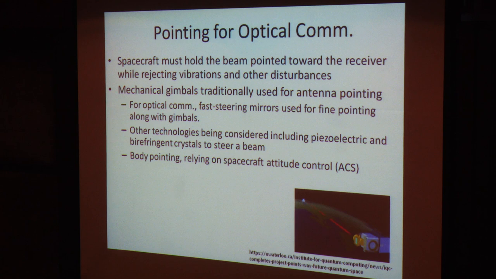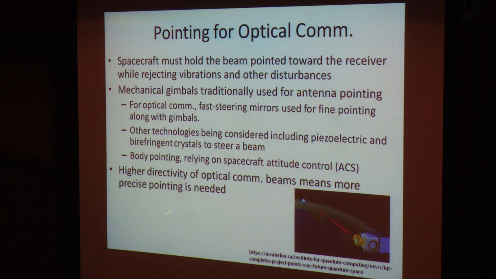And finally, if we want to find ways to reduce complexity, we might decide to point the entire spacecraft when we're transmitting. So hopefully that'll keep our laser on the receiver. But that requires that the attitude control system of the entire spacecraft is very precise. So the takeaway here is that the higher directivity of optical comm makes the pointing requirement a lot more precise, and this can possibly lead to increasing complexity, mass, and even risk.